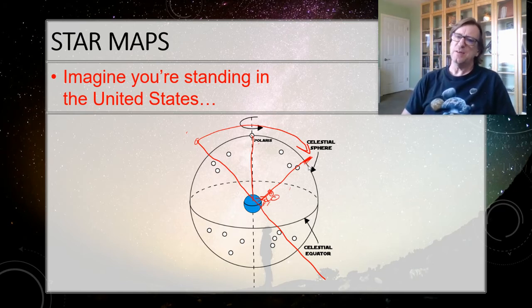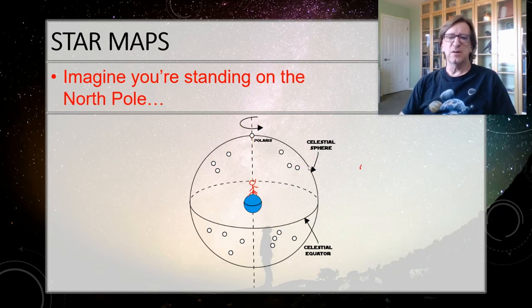Well, now let's think about latitudes. When you're standing on the North Pole, do you happen to know what the latitude of the North Pole is? Well, you can Google it, but it's 90 degrees north latitude. What's the altitude of Polaris at this point? The altitude is also 90 degrees.